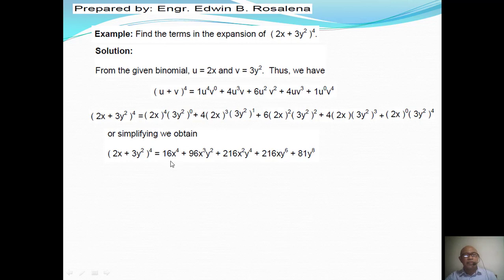2 to the power 4 is 16, x to the 4th. 2 cubed times 4 times 3, that would give us 96. 2 squared, then 3 squared times 6, that will give us 216. Then this will give us also 216, and then this will give us 81. Okay? So, this is the expansion.